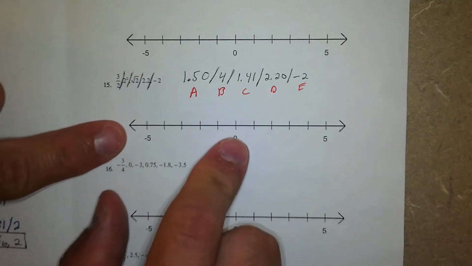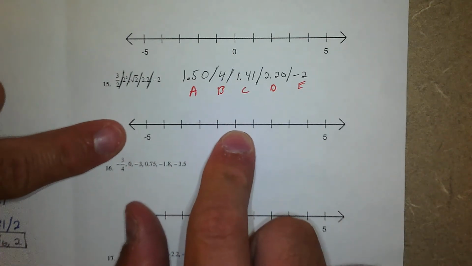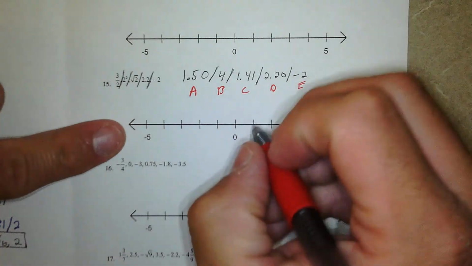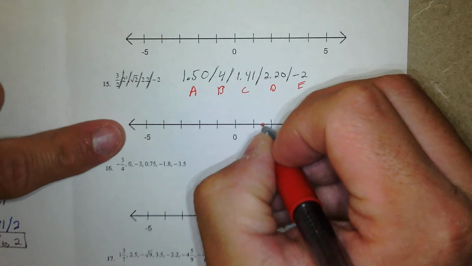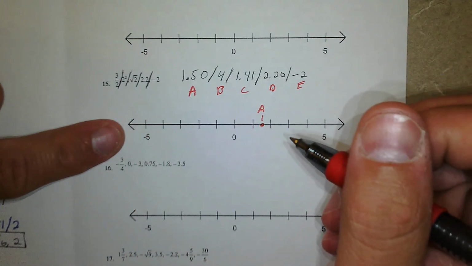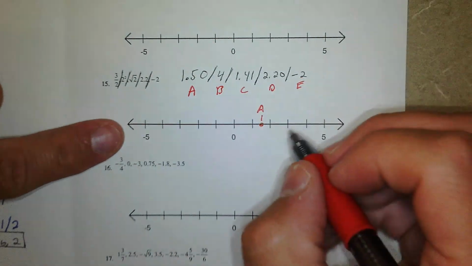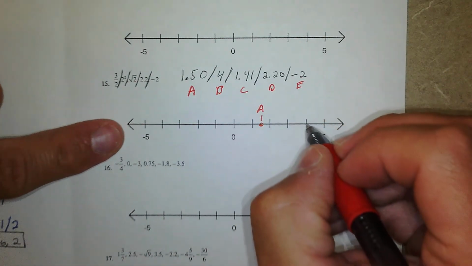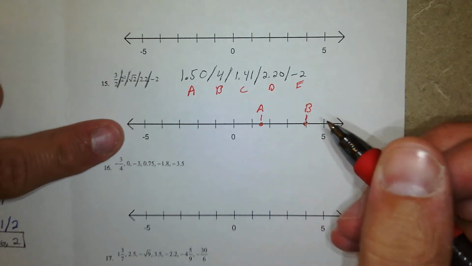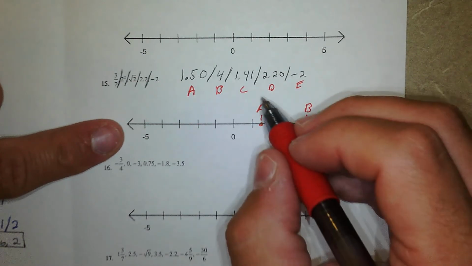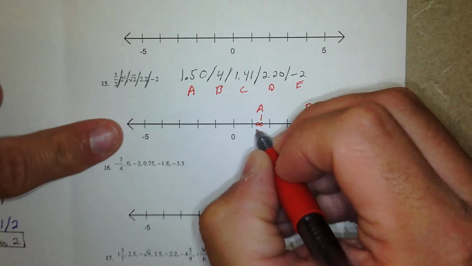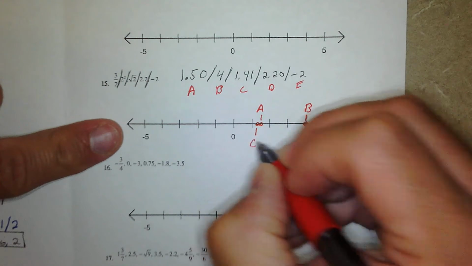So A, 1.5, so I'm at 0, I'm going to go 1, so it's positive, so I'm going to go right 1 time, and then halfway between 1 and 2. That's going to be point A. B is 4, so I'm going to go to 4, 1, 2, 3, 4, and I'm going to label that as B. C is 1.41, well this is 1.5. 1.41 would be just a little bit smaller than that. We'll label that as C.